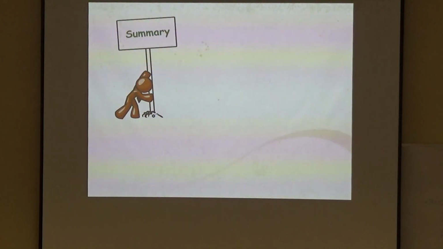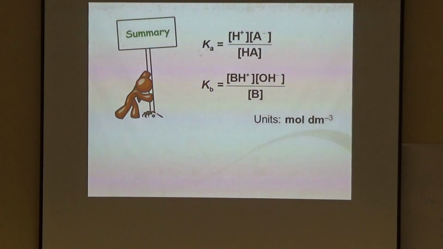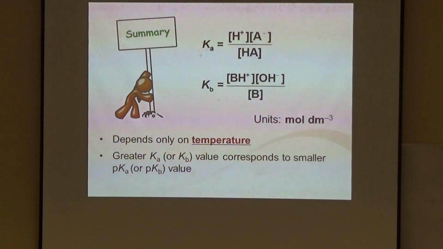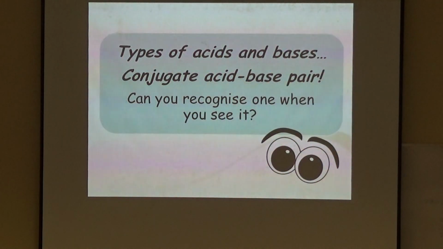Okay, so take this summary. Ka is [H+][A-] over [HA], Kb is [BH+][OH-] over [B]. Now this part is more crucial. You need to recognize when something is an acid and something is a base.